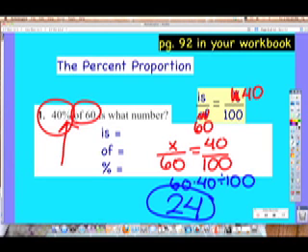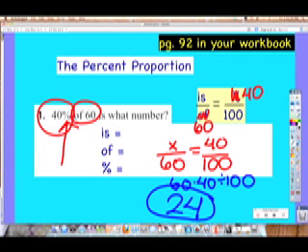Oh, question. Go ahead. Would you have to write a percent after the 24? That is a great question. What do you guys think? Do we need a percent after this 24? No. Look at your question. It says 40% of 60 is what number? No. It just says numbers, so you don't need your percent, but that comes up in a second, so that's a great question.